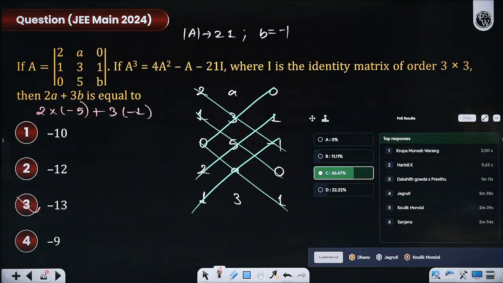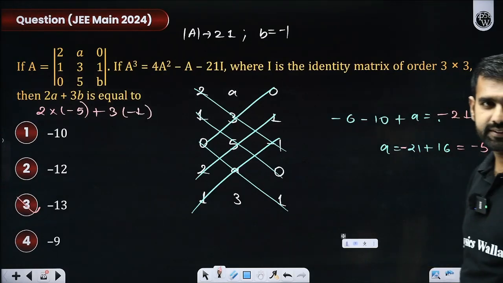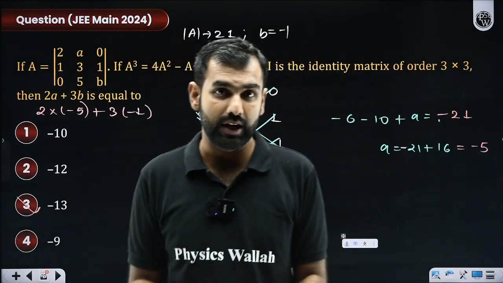So good, Kripa, Harini, Dakshit, Jagrati, Kaulik and Sanjana, all the participants, are you all understanding this? Have you all gotten a decent clarity on this? Shall I move ahead from here?